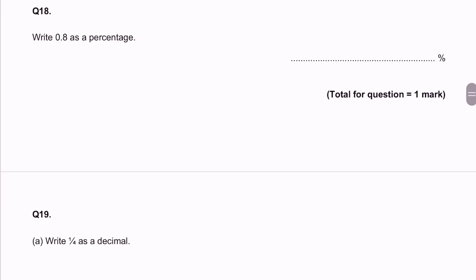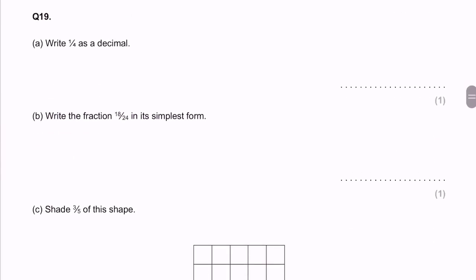Write 0.8 as a percentage. So when you change from decimal to percentage, multiply by 100, and that gives us 80. So the answer is 80%. Write a quarter as a decimal. Pretty straightforward one. 0.25. Or what you can do is times a quarter by.